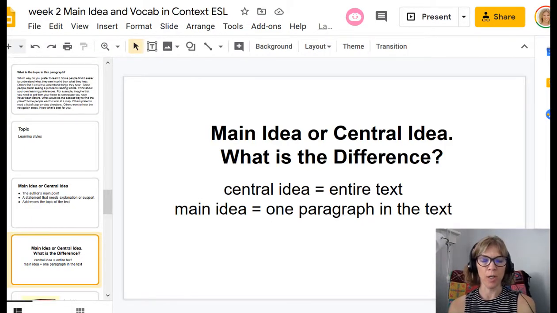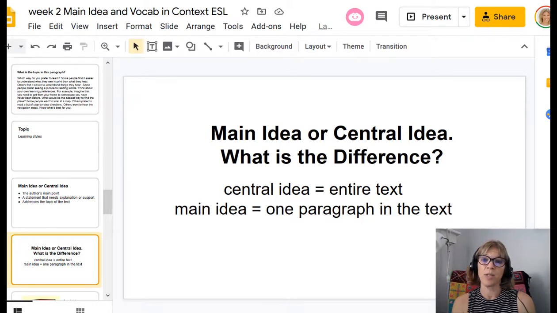I'd like to return to the concepts main idea and central idea. What is the difference? And this is important because you will see these terms, main idea or central idea, used in the quizzes on Newsela and Read Theory. So the central idea and the main idea both present the author's most important points. The central idea is the author's most important point for the entire text, where the main idea is the author's most important point for one paragraph or one section of the text.